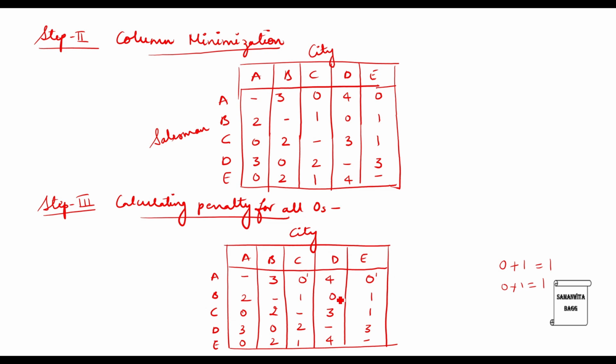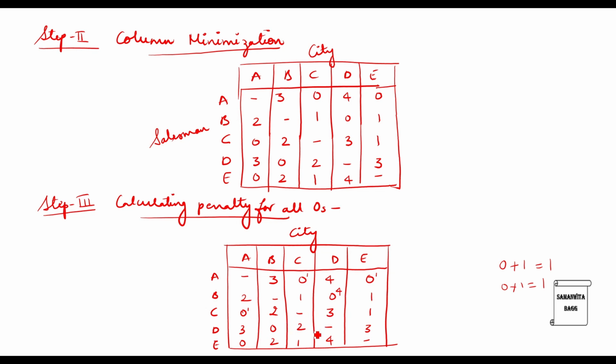There is a 0 over here. In its corresponding column, apart from the 0, please check the minimum value is 3. And in the corresponding row, the minimum value is 1. So 3 plus 1 will become 4. Then I'll go for this 0. In this column, the minimum value is 0 over here. And the corresponding row has value 1. So 0 plus 1, 1.